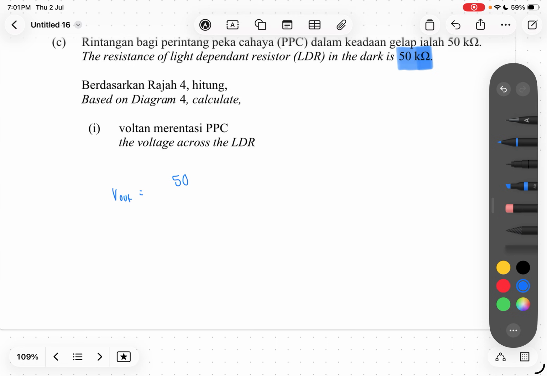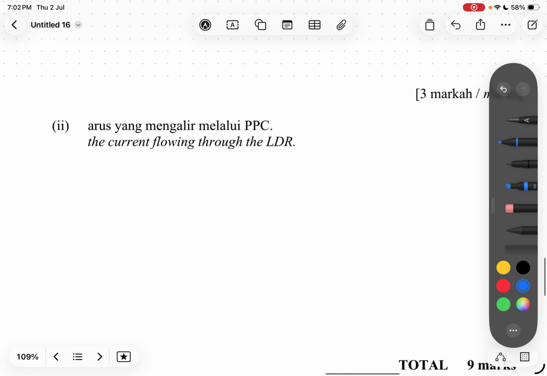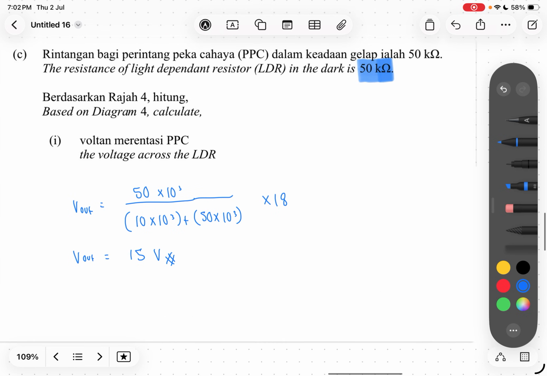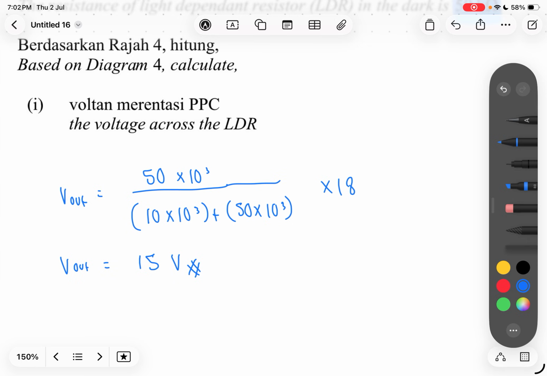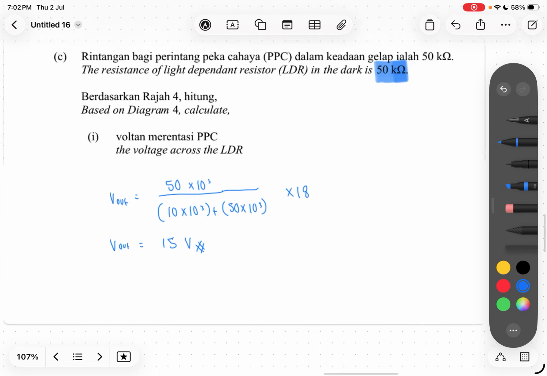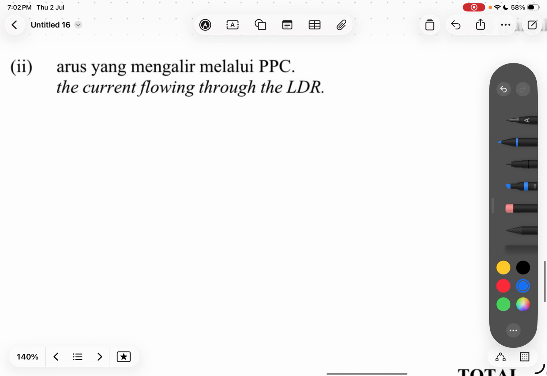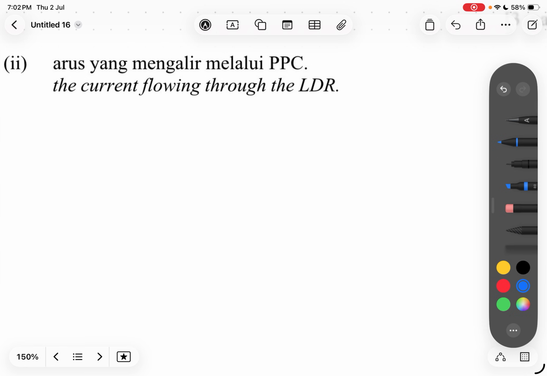So V out is equal to 50. Don't forget it's kΩ, okay? K is 1000. So 50 times 10 cubed over 10 times 10 cubed plus 50 times 10 cubed, times 18. And you get 15 volt. Okay? Next. Actually, you don't even have to multiply with 10 cubed, I'm only asking you to do this so that you don't make a mistake later on in this question.